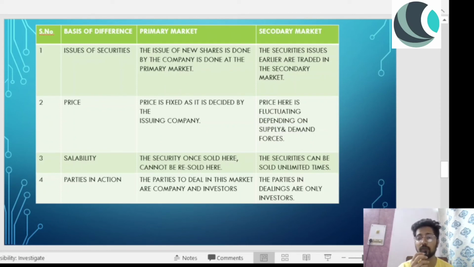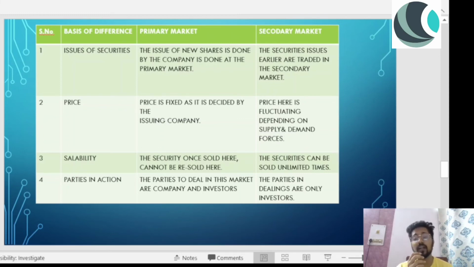Let's suppose we are talking about the IPO of any company. In the IPO of any company, now I have bought that IPO and I have been allotted it. I am the shareholder of that company now. Now I want to sell those shares, so I will sell those shares in the stock market. So that is the one difference.